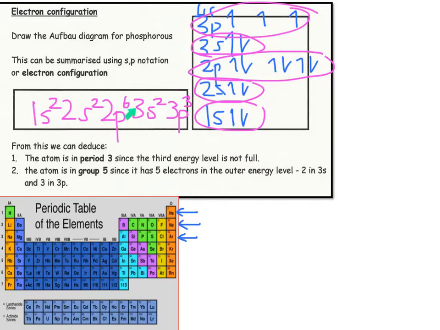We can see that my last electrons are in the third period, so we can see it's in period 3. And we can also see that in the third period I have got 2 plus 3, so that's 5 altogether. 5 electrons, which means that phosphorus is in group number 5, which makes perfect sense. So it's in period 3 and group 5.